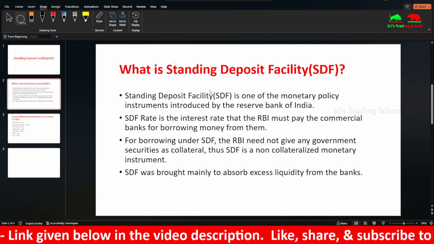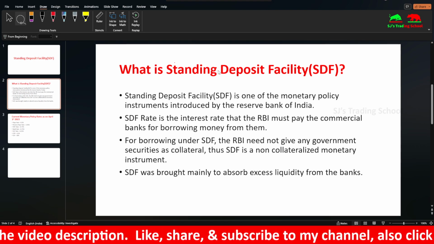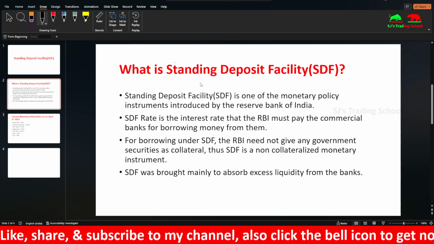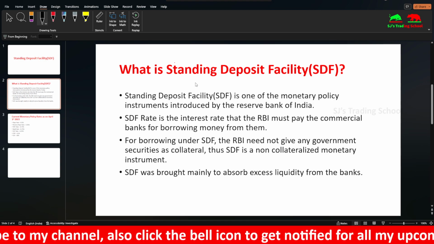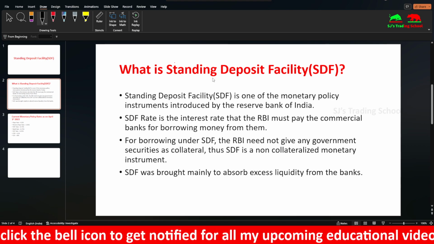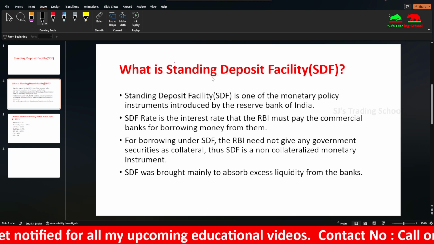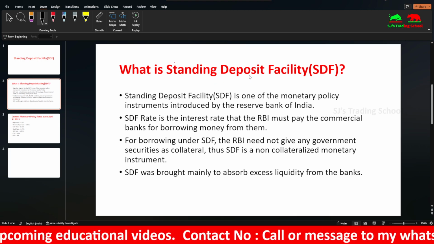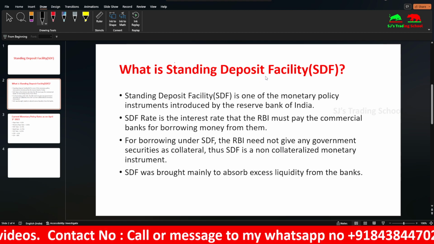So let's see what the Standing Deposit Facility is. The short form is SDF. SDF is one of the monetary policy instruments introduced by the Reserve Bank of India. It was first recommended by the Urjit Patel Committee, the expert committee, in January 2014, and then in 2018 the Reserve Bank of India Act was modified, Section 17, I think. So it was modified, and then in April 2022 it came into action. SDF was introduced.